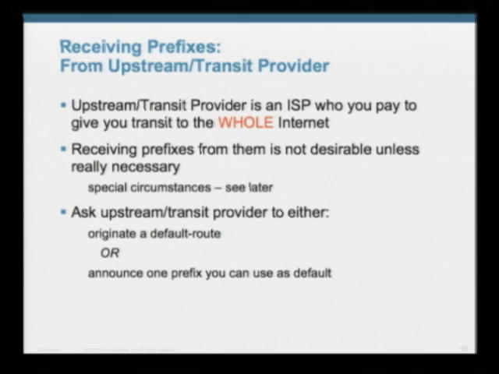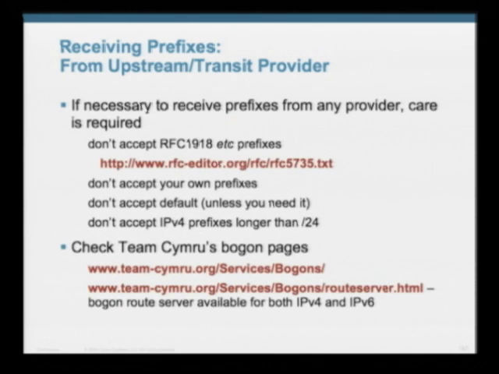So if you get upstream or your transit, get a default route from them. That's probably enough. Or maybe if they don't want to give you a default, you can actually use one prefix from them as a default. So actually think about what you're going to receive. If you want the full table, then again, you need to be careful. Don't accept private address space.